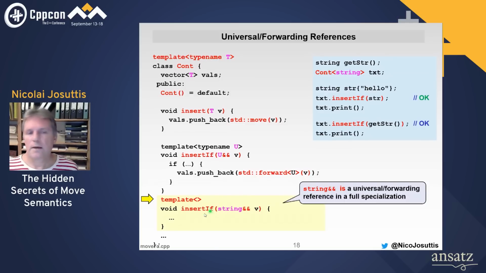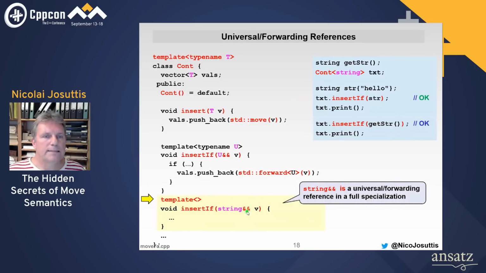That's not true. If your function is a full specialization of an existing function that takes a universal reference, then this is also a universal reference. So even if you see std::string&&, you have to look a little bit around to see whether this is maybe a universal reference. So again, we have the same syntax for both, and that's a problem.